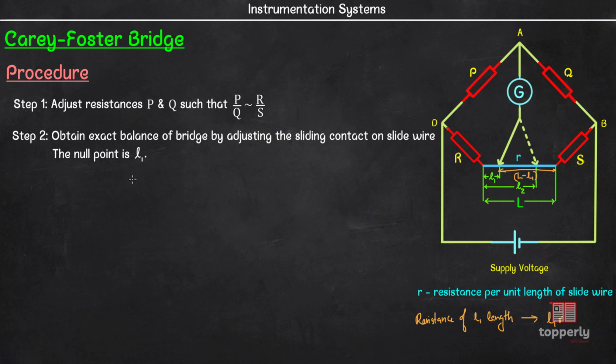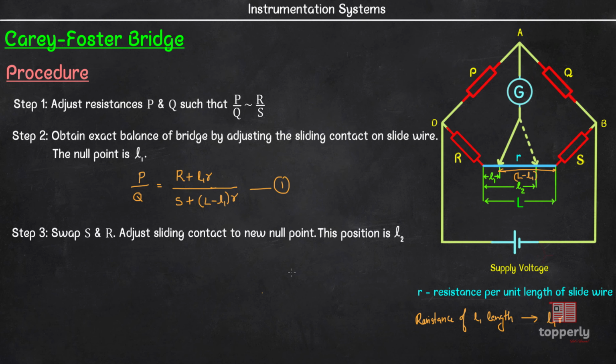Therefore, the balance equation is given by P by Q equal to (R plus L1 r) by (S plus (L minus L1) into r). And let's say this equation is equation number 1.